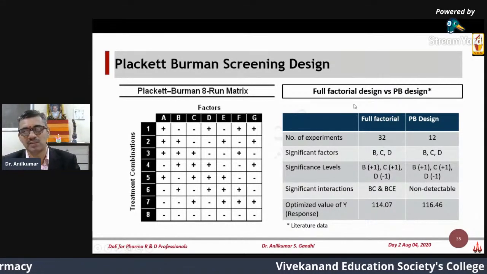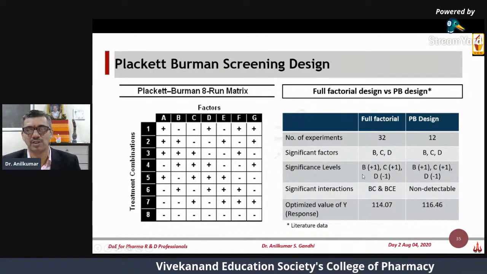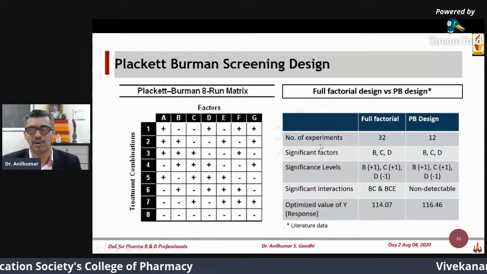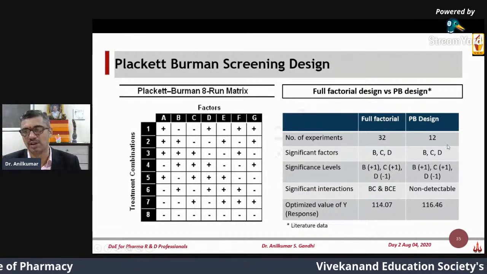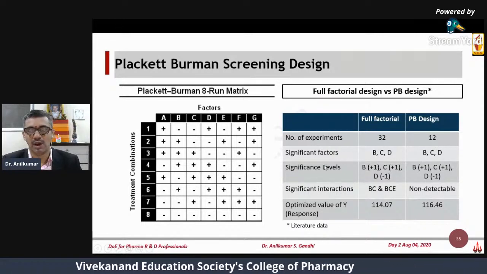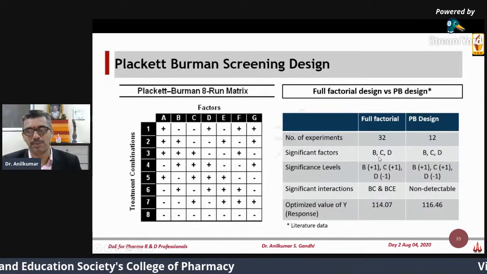Now let's compare this Plackett-Burman design with the fractional full factorial. If you have 5 factors, the number of experiments will be 32. Here it is 12. This is taken from the literature. Now the significant factors are B, C, D.